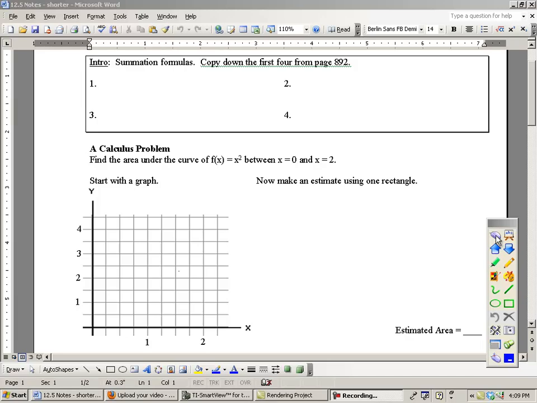Welcome to section 12.5. This is the last section that we're doing in chapter 12, and this is kind of the big idea of what we call an integral, which is looking at areas. And so we're going to start talking about this second main idea in calculus, and we'll talk about this area under the curve. What you first want to know is these summation formulas, and we'll show you how to use them in class.